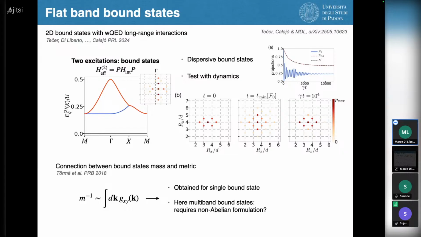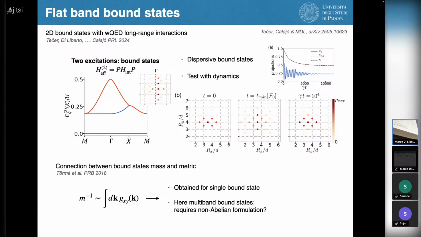And so first you have bound states. They are dispersive, which means they are mobile. They can delocalize in this Lieb lattice of waveguides. And the only energy scale that sets the existence of the bound state from our dynamics is interactions. I will not say more. Now, this connects to the fact that the quantum metric is actually responsible for the mass of bound states. This was proven in this work by Törmä.